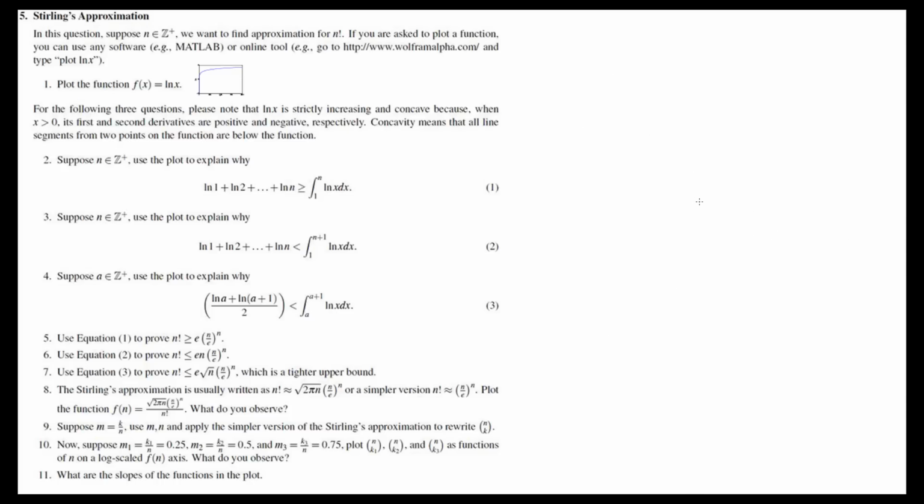Similarly, in part 6, we want to show that n factorial is less than or equal to e times n over e to the n using equation 2. So again, with that hint, we're going to write out the natural log of n factorial is the natural log of 1 plus the natural log of 2 plus up to the natural log of n.